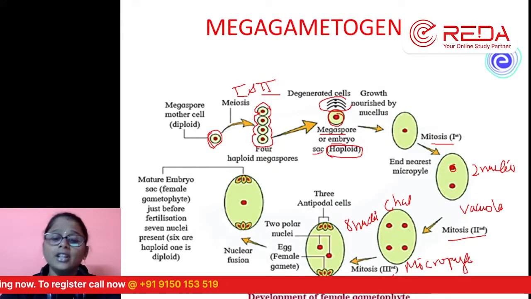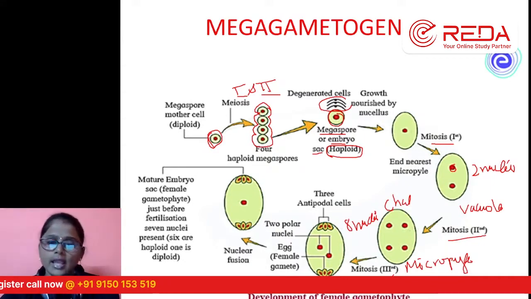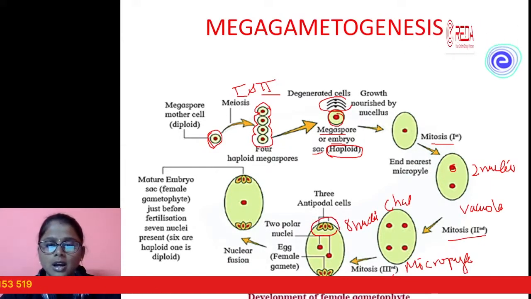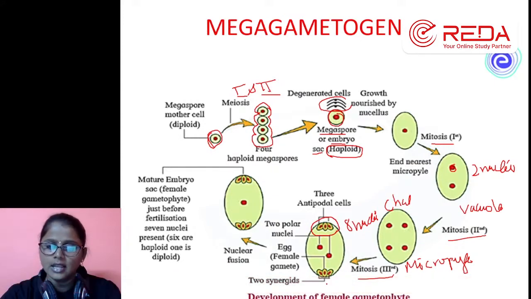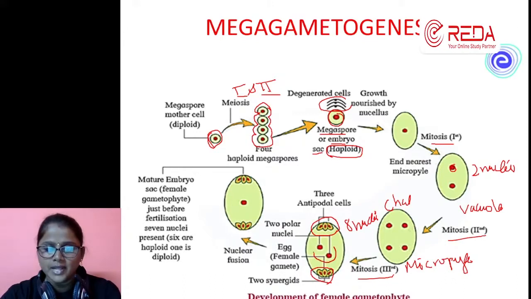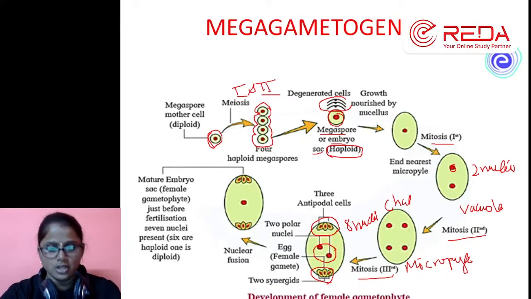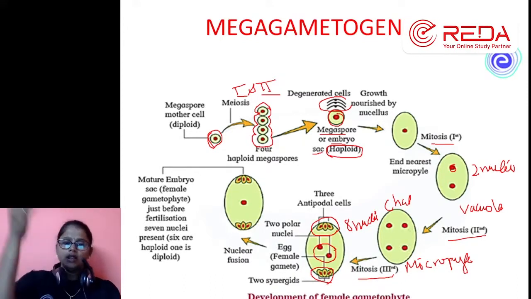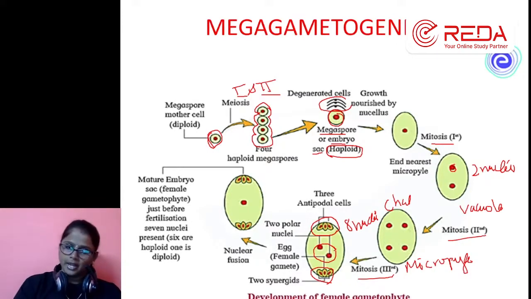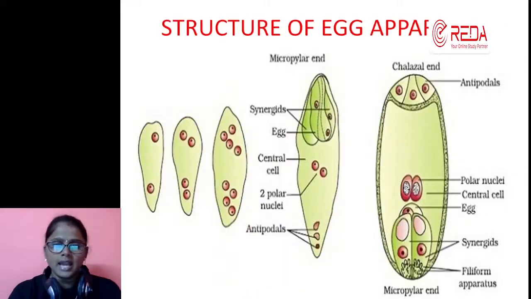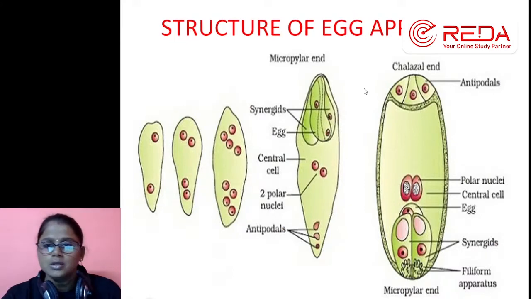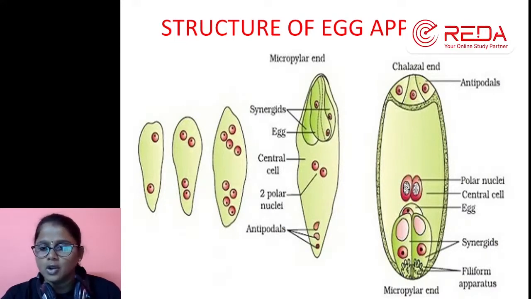How many nuclei? 8 nuclei are formed at the end of the 3rd mitosis. Then, after the formation of 8 nuclei, 3 of them are present at the chalazal end, 3 of them are present at the micropylar end, and 2 of them are present at the center region. And they arrange as 3, 2, 3. So in such a way they are arranged, and the 3 which are present at the chalazal end, you call them antipodal cells.